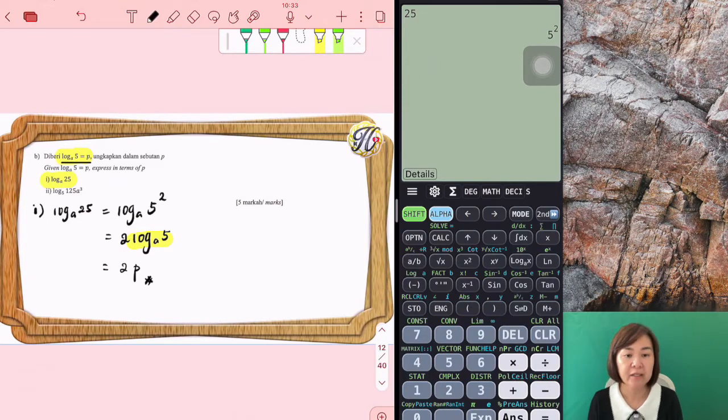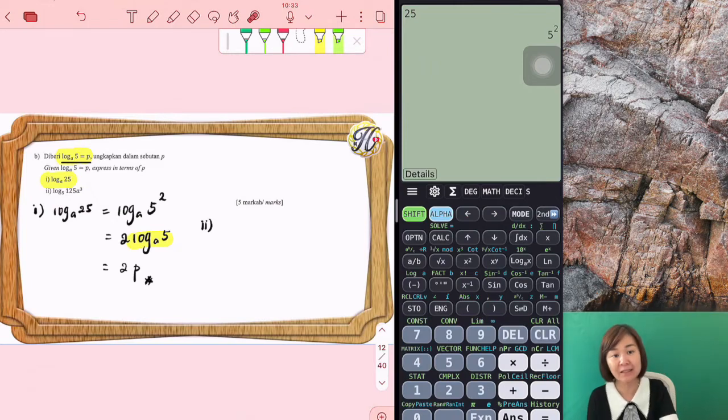Boleh ya? Okey. So, sekarang ni kita tengok pula bahagian 2. Okay, bahagian 2 tu lain sikit. Di mana soalan dia log asas 5, diberi log asas A. So, what you can do is you have to change base. Tukar base untuk soalan ataupun log ini. So, macam mana nak tukar base?